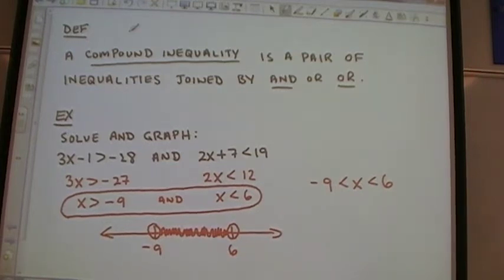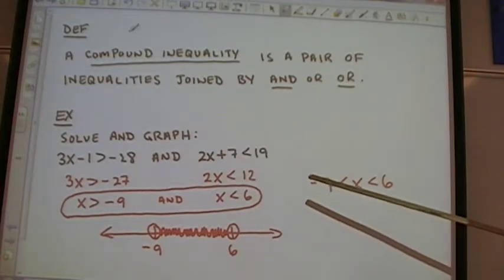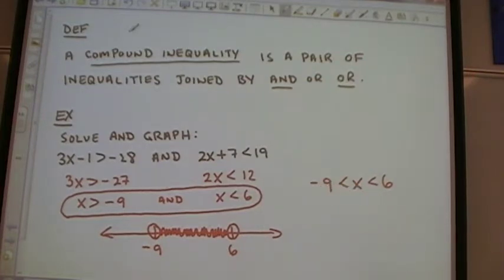Alright, so to solve the first one, you would add 1 to both sides. You would know that 3x is greater than negative 27, and then you would divide by 3 to get x is greater than negative 9. And to solve the second part of it, you subtract 7, 2x is less than 12, divide by 2, x is less than 6.